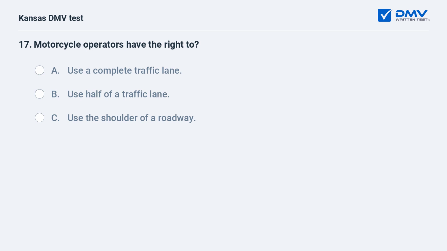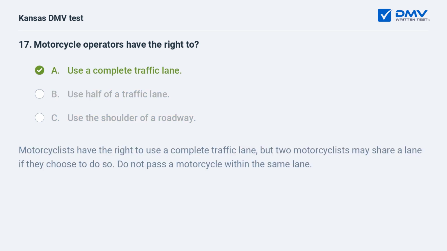Motorcycle operators have the right to: A. Use a complete traffic lane. B. Use half of a traffic lane. C. Use the shoulder of a roadway. A. Use a complete traffic lane. Motorcyclists have the right to use a complete traffic lane, but two motorcyclists may share a lane if they choose to do so. Do not pass a motorcycle within the same lane.